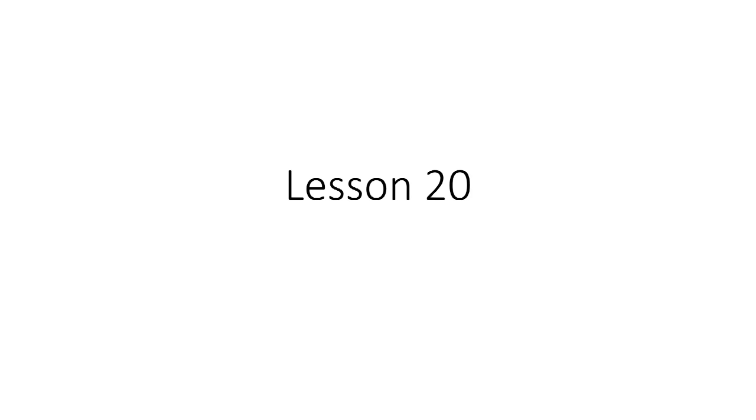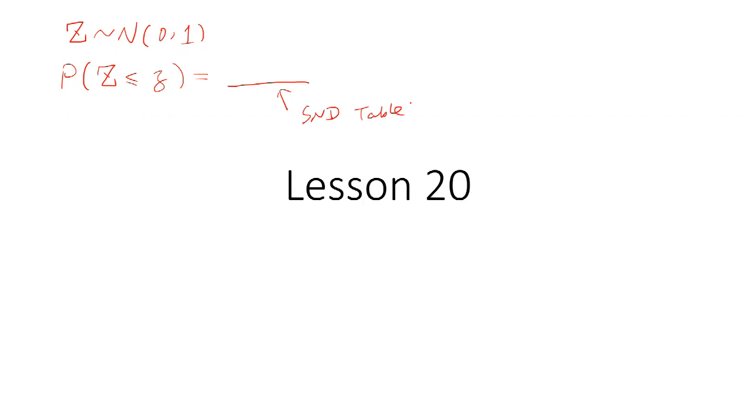In the last lesson, we learned that for a standard normal distribution, Z, which follows a normal distribution (0, 1), we can find any probability that Z is less than or equal to lowercase z from the SND table. And now the question becomes, how do we find the probability for a more general normal distribution?